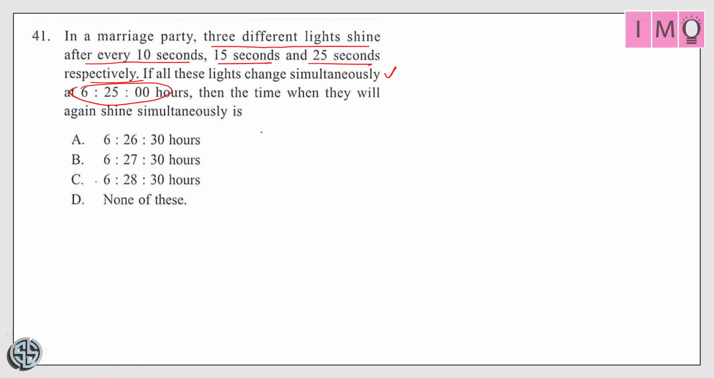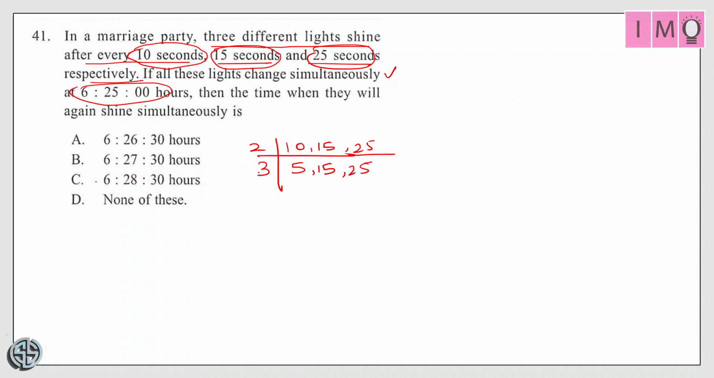So we know that for calculating these, the common time interval for all of the three lights, we have to find the LCM, right? So we will be finding the LCM of 10, 15 and 25. What will be the answer? It will be 2, 5, 15 and 25.